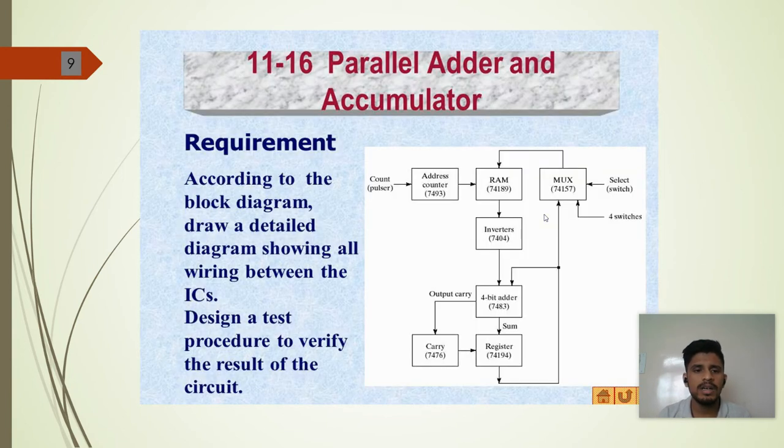This is the requirement given here for the parallel adder with accumulators. In this diagram, we can simply see that a multiplexer is also used, and the requirements are wiring between ACs and a test procedure to verify the rest of the circuit. So this circuit also has to be tested.